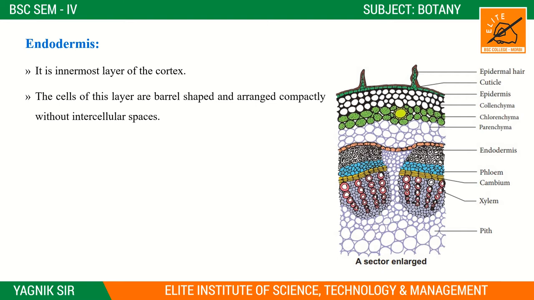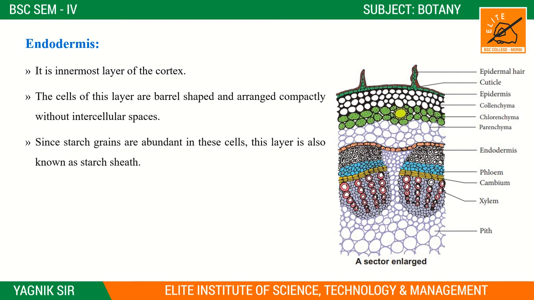The cells of this layer are barrel shaped and arranged compactly without intercellular space. Here the endodermis is very compactly arranged, so no intercellular spaces are present, and since starch grains are abundant in these cells, this layer is also known as the starch sheath, because the starch grains are present. That's why the region is called the starch sheath.